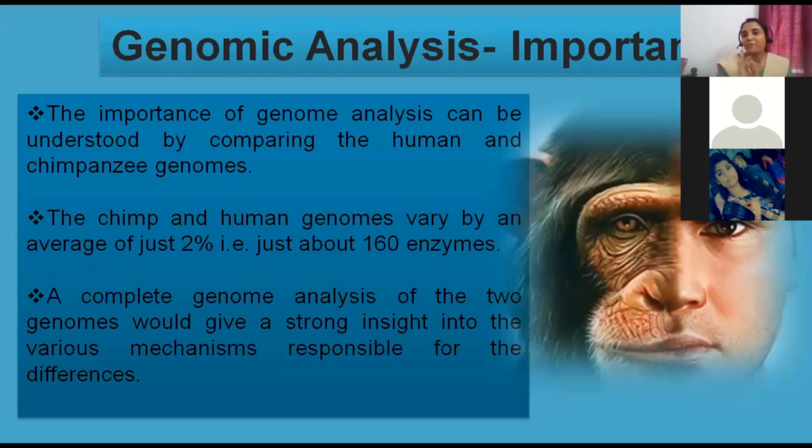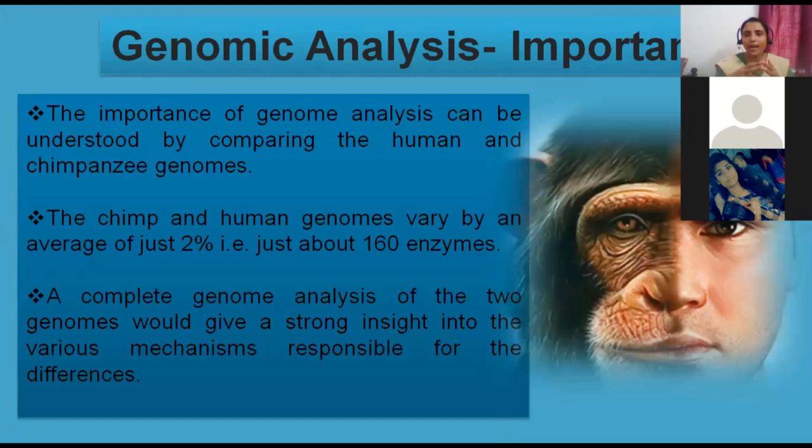Now, the importance of genomic analysis can be understood from this slide, okay? What if you compare human and chimpanzee genes? I hope you can see there is a half chimpanzee and a half human, right? What if you compare the genome of these two? You will be surprised to know that the chimpanzee and human genomes vary by an average of 2%, okay? So 98% of our genome is the same. So only 160 enzymes that we produce are different, okay?